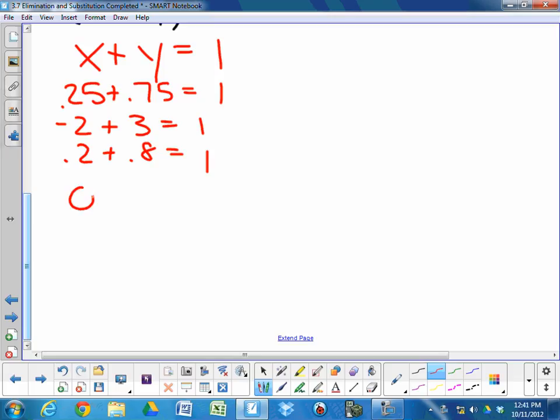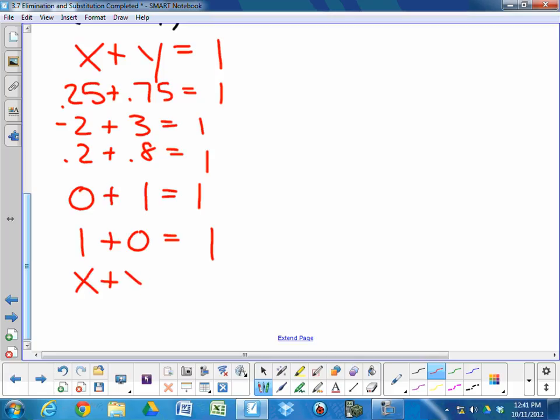One would be 0 plus 1 makes 1, and 1 plus 0 makes 1. What we just found were the two intercepts of this line. And this method of graphing is known as the two-intercept method. It's also known as the cover-up method, and I'll show you why in a minute.